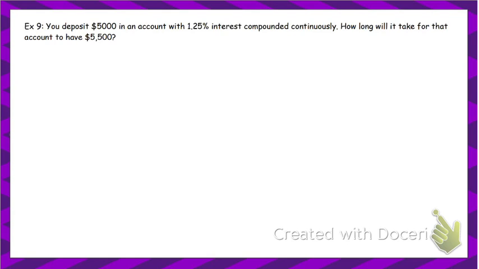All right. On this next one, compound interest. Compounded continuously. Remember what that phrase means. $5,000, 1.25% interest compounding continuously. How long will it take for the account to have $5,500? So we would do 5,500 equals 5,000 e to the power of 1.25% as a decimal, 0.0125, and we want to know how long, so that's my x.